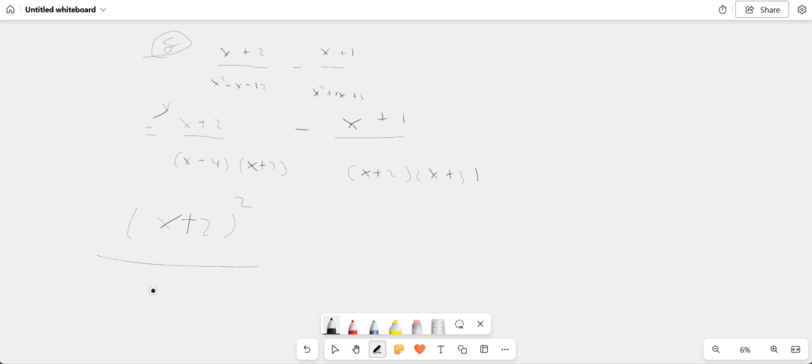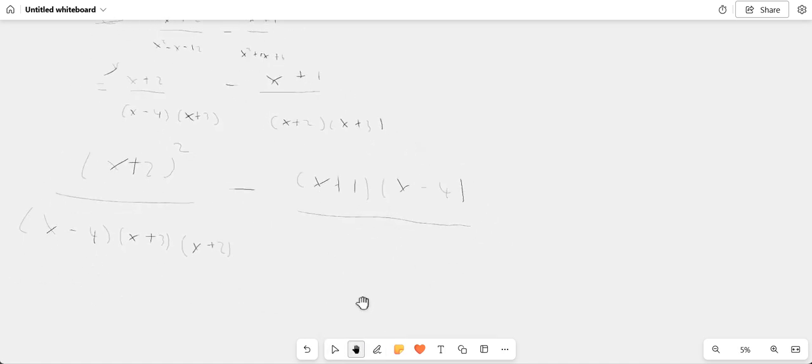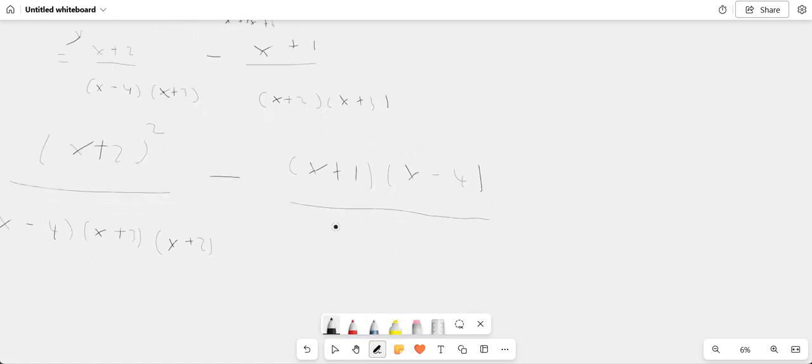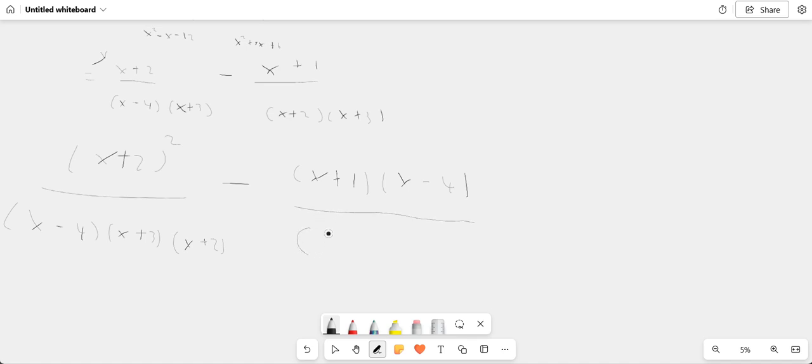And now the bottom, you've got all of that. So you've got x minus 4, you've got x plus 3, and you've got the final x plus 2, yeah? And then put a negative there, and then times the right hand side by x minus 4. So you get x plus 1, x minus 4, all of that over x minus 4, x plus 2, and x plus 3, yeah?